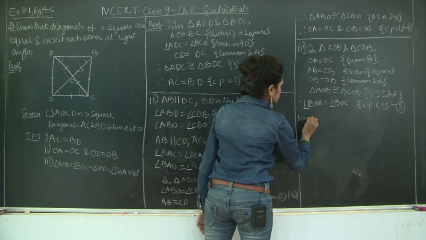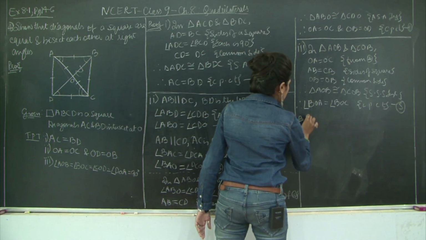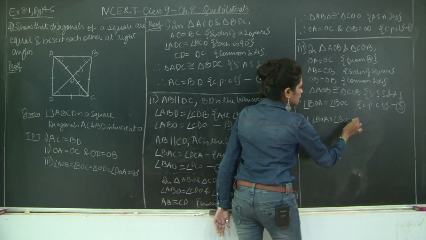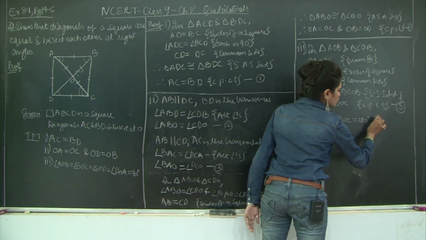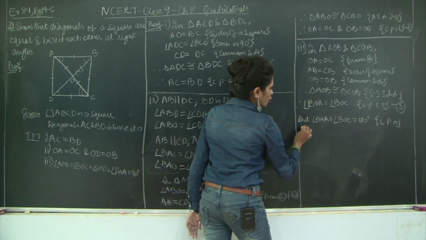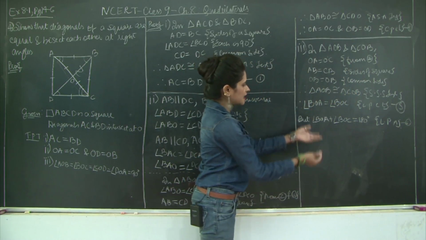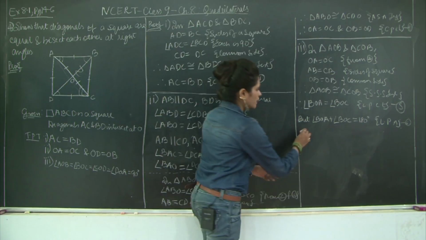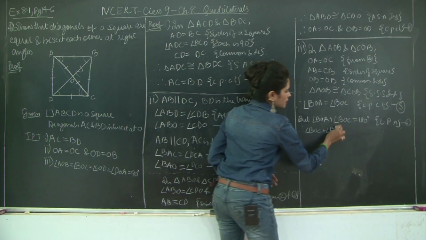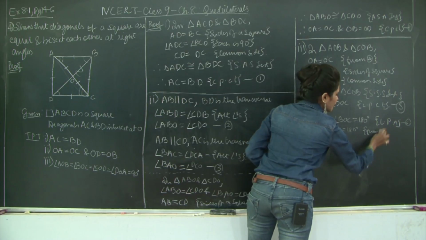Now, I have, but angle BOA plus angle BOC is equal to 180 degrees through linear pair axiom. So from 4, and let's mark this as 6. So from 5 and 6, let's substitute for BOA as BOC. So I'll say therefore angle BOC plus angle BOC is equal to 180 degrees, and I'm going to say from 5 and 6.